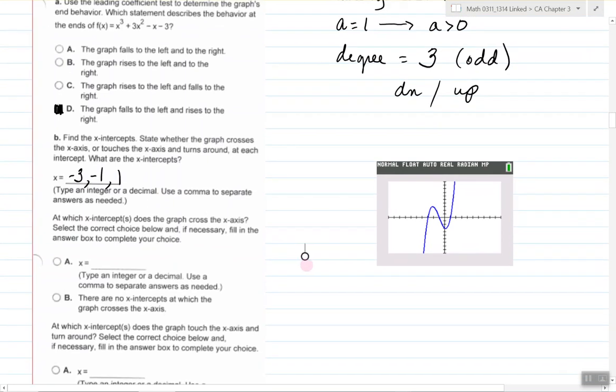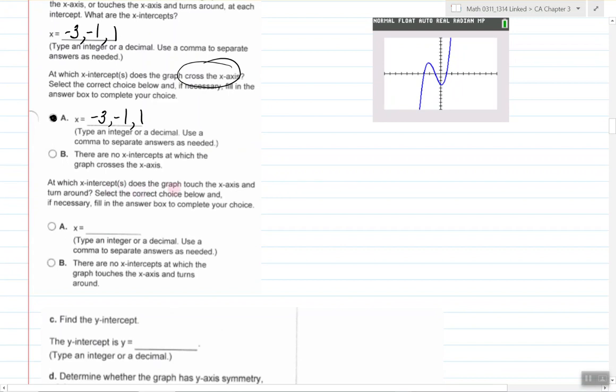Okay. It says at which x-intercept, and I've got a picture of it over here. At which x-intercept does the graph cross the x-axis? Well, it crossed at -3, it crossed at -1, and it crossed at 1. So it crossed at -3, it crossed at -1, and it crossed at +1.